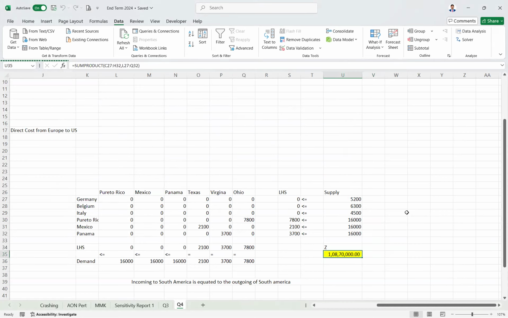Let us see what is happening. Now, if you see here, Mexico to Texas, Panama to Virginia, but no goods are coming from Germany, which is wrong. Goods have to move from Germany. See the solution also, not just the cost. In the solution, goods are not coming from Germany. Germany is your source, which means this constraint is not being satisfied. So somewhere it is going wrong.